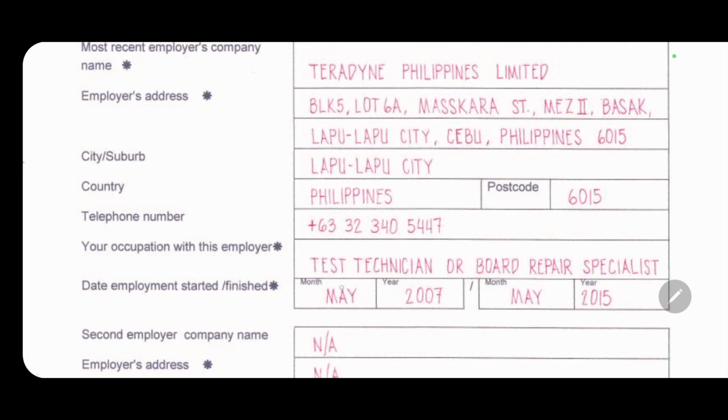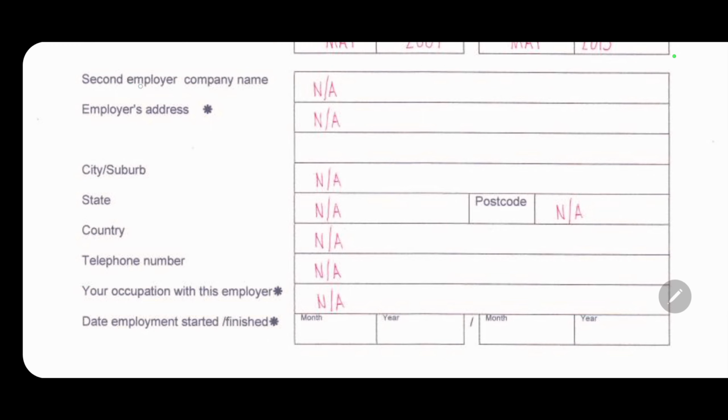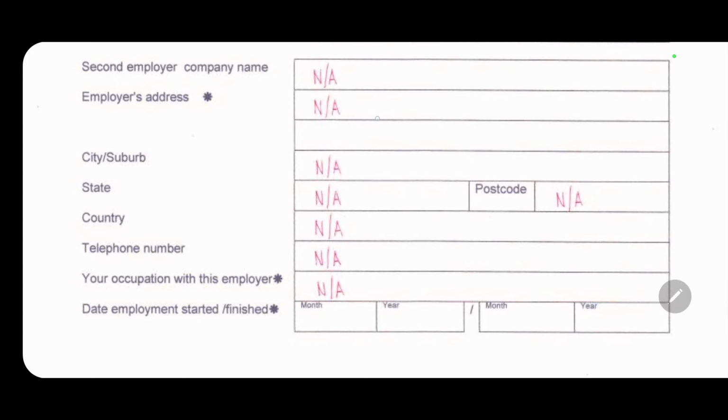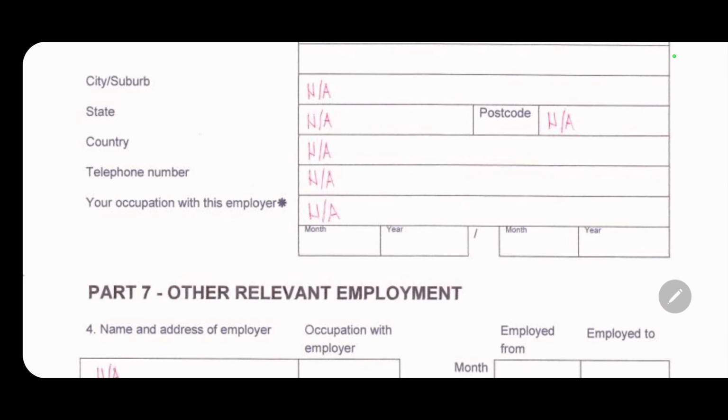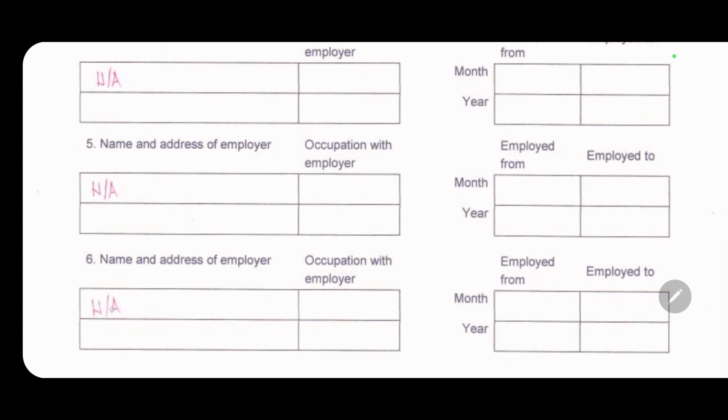So in here, when did you start working in this job? And then for finished, you put the current date if you are still working with your current employment. That's what we do. And for the second employer, if you have one, you put it here, but we don't have any other employer other than the first, so we put NA or not applicable. Just the same, you need to put other relevant employment here in part 7, but we don't have any, so we just put NA, NA.